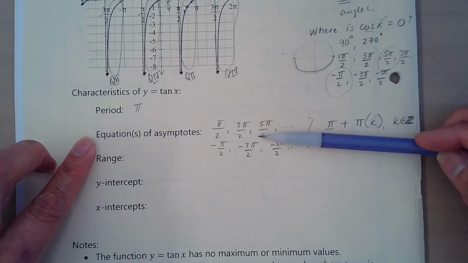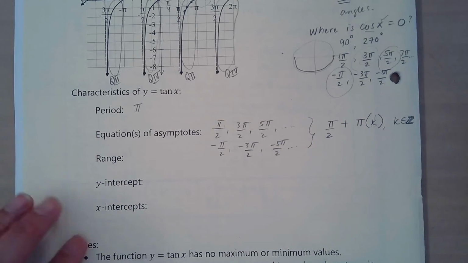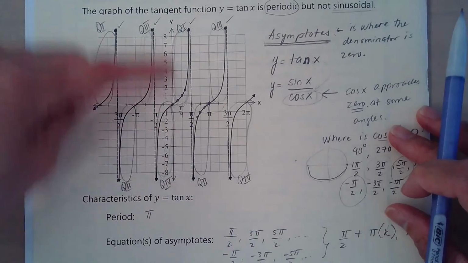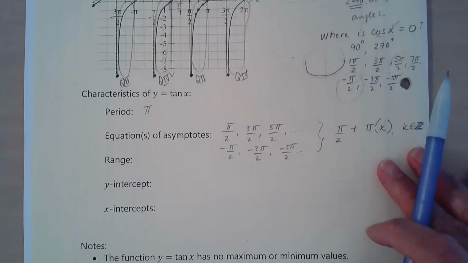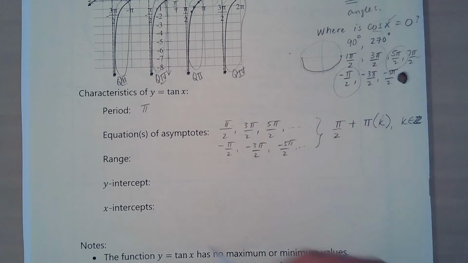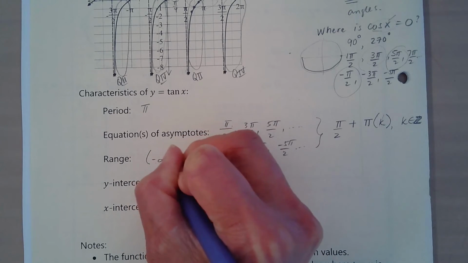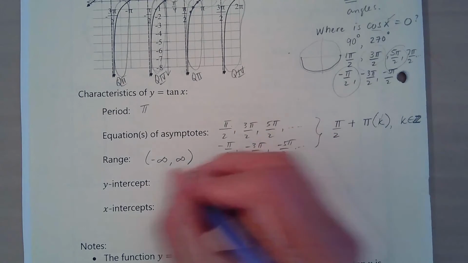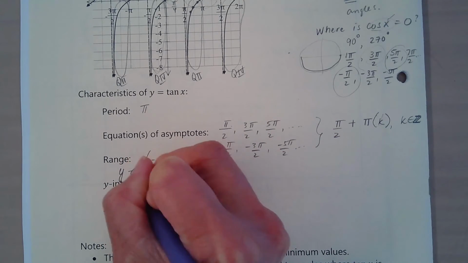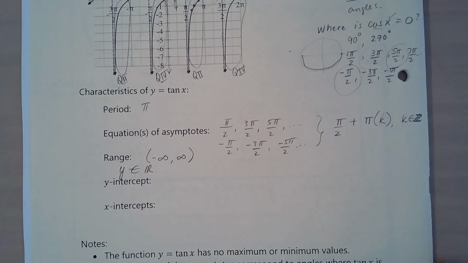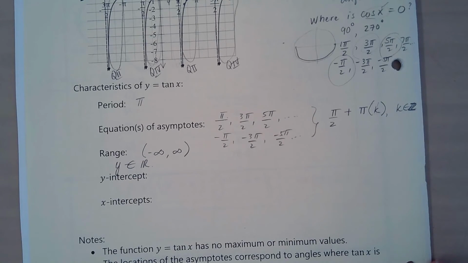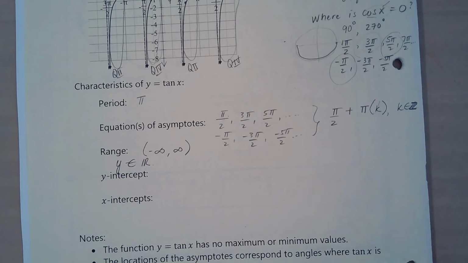And then the range. What's the range? What are the possible y values? Yeah, negative infinity up to positive infinity. Or we can say y is an element of real numbers. What's the y-intercept? 0. Yeah, we talked about that already.